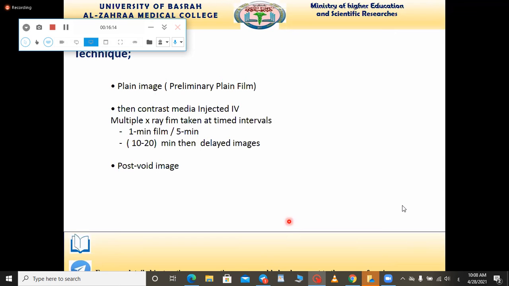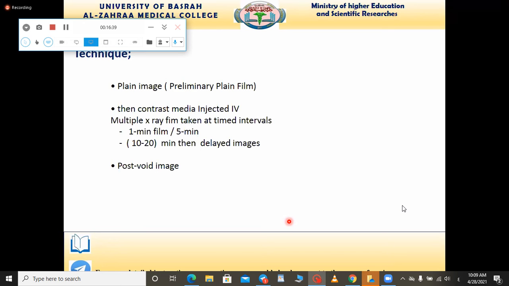هذا دكتور. How is the technique? How can we do an IVU? First of all, as we said before, a plain image, or what we call a preliminary plain film. عرفنا ليش نسوي plain image? In order not to miss certain pathology by the contrast. يعني حتى الكونتراست لا يضيعنا في certain pathology. We do a plain film, first of all.